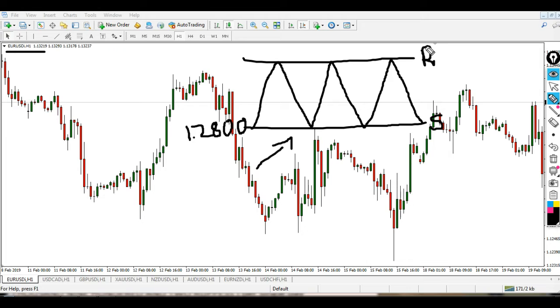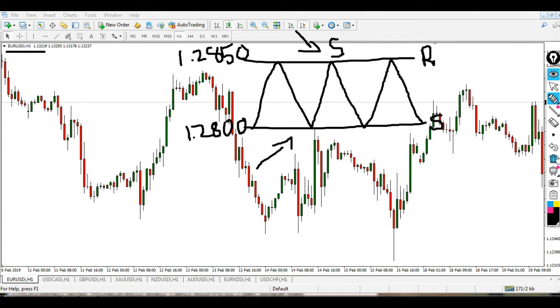Same thing here. What is the logic at the resistance level? As you know, a lot of sellers are waiting here, which means supply exceeds demand. Let's say this is trading at the level of 1.2850. A lot of sellers are waiting at this level so that they can move the market downwards. So supply exceeds demand. This is how the market is trading.